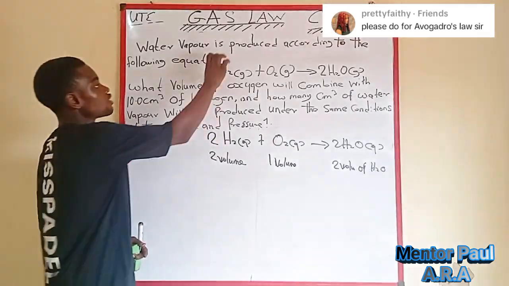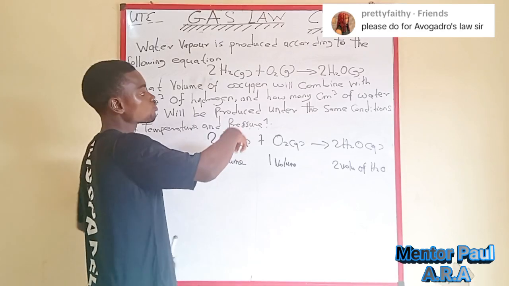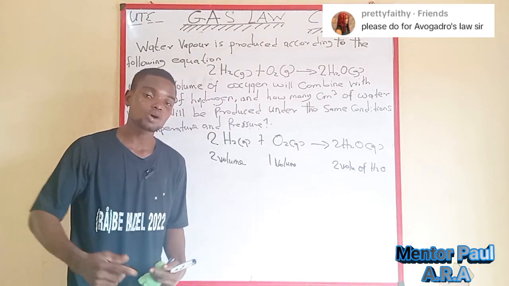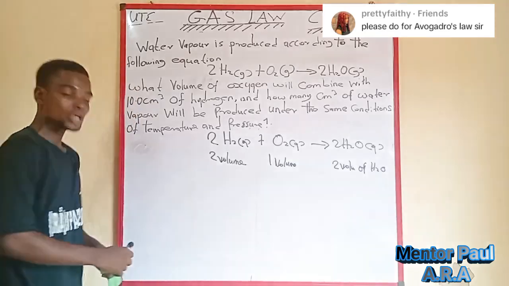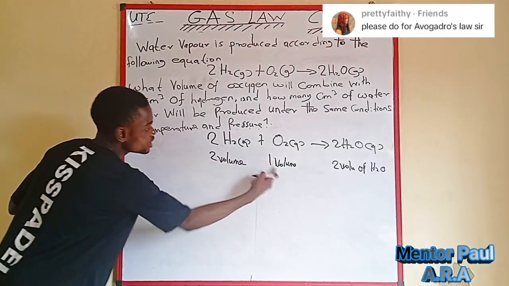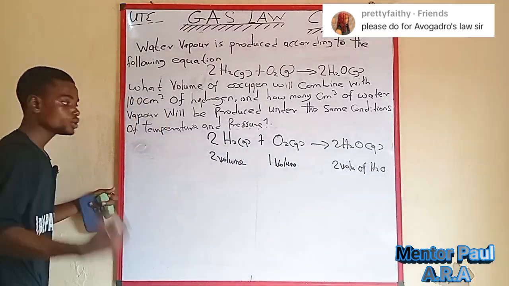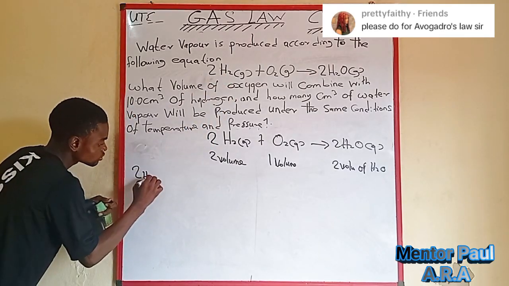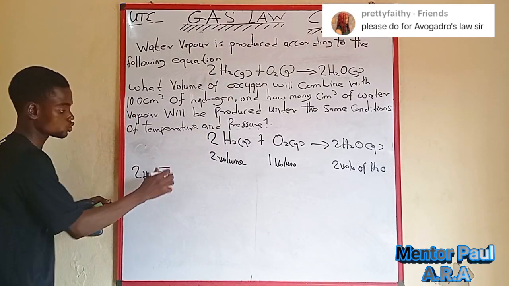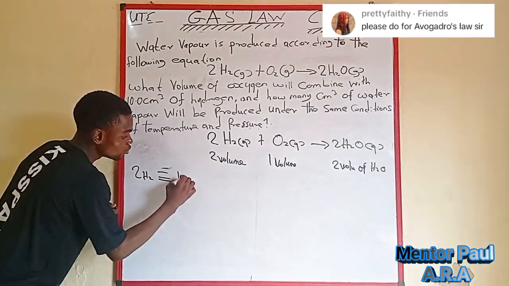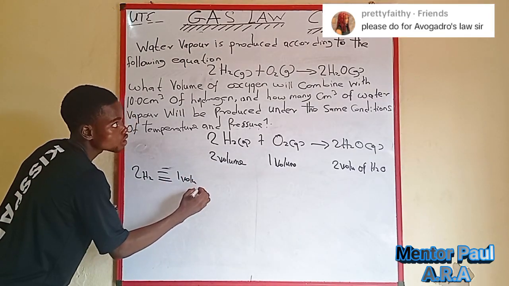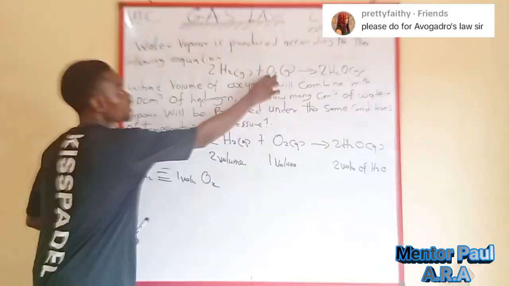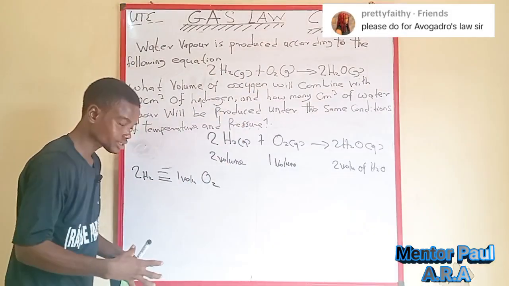Now you have the volume of hydrogen, but you don't have the volume of oxygen. Remember I said that we do this with direct proportion. So from this expression, I'm going to say that 2 volumes of hydrogen is very much equal to 1 volume of oxygen. All right, so this is very much equal to this because they can react.